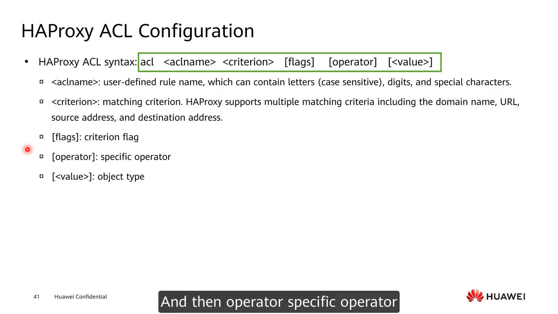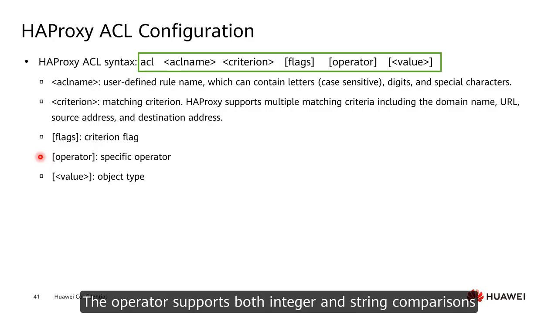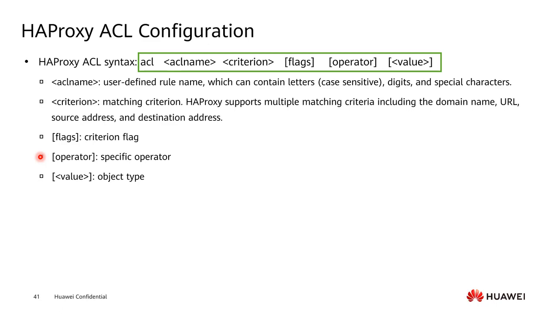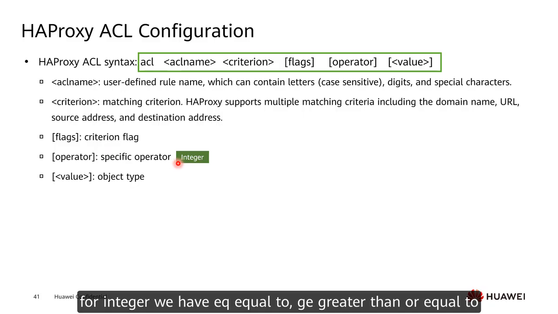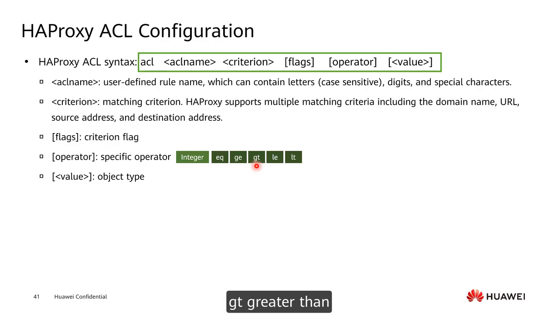And then operator, the specific operator. The operator supports both integer and string comparisons. First, for integers, we have eq, equal to; ge, greater than or equal to; gt, greater than; le, less than or equal to; lt, less than. And also character strings.